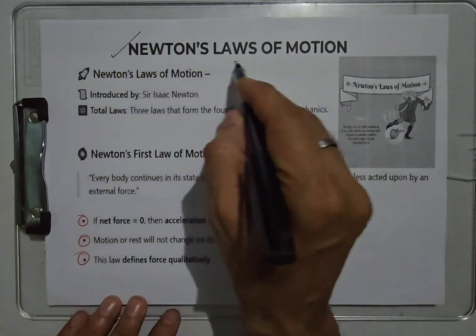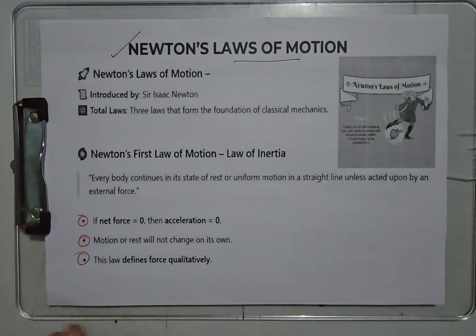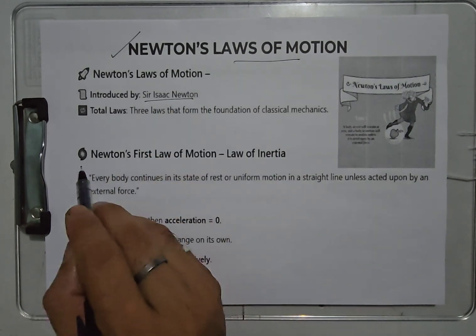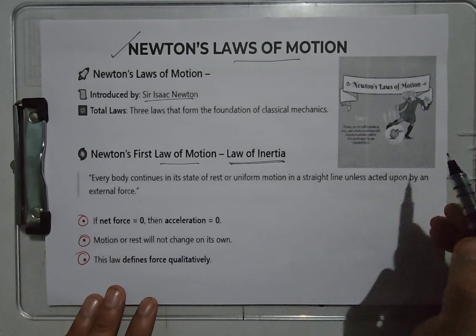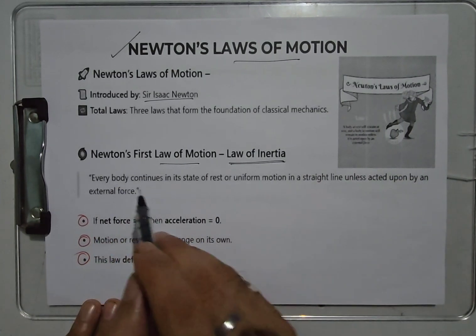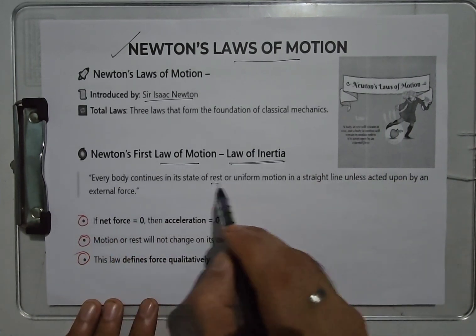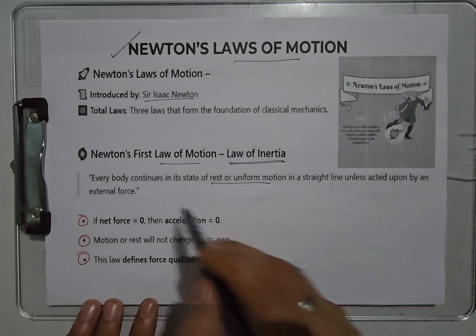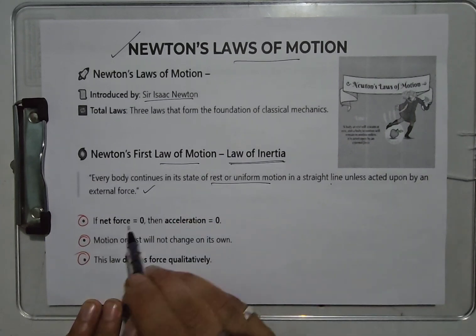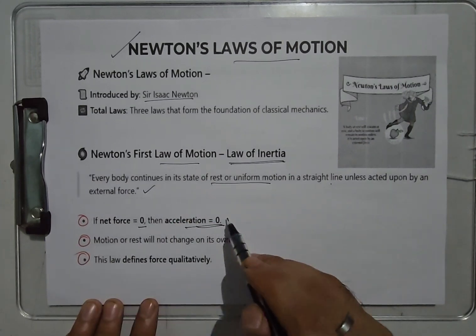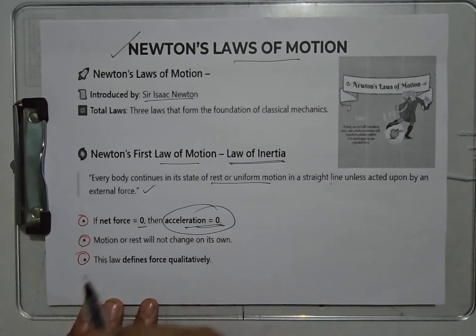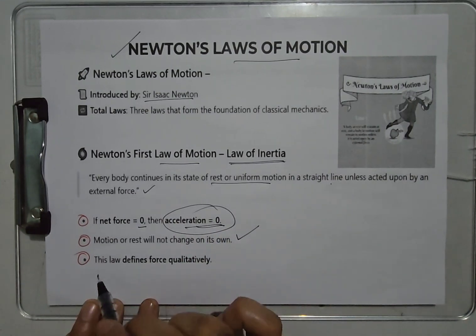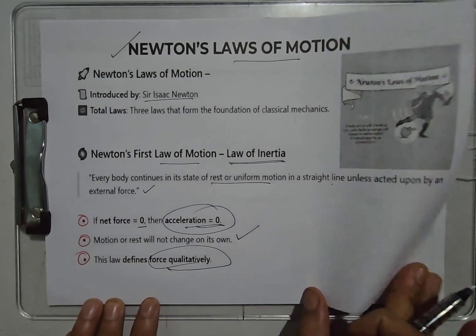Now come to Newton's laws of motion. What are Newton's laws of motion? There are basically three laws of motion introduced by Sir Isaac Newton, as we already know. First is Newton's first law of motion, also known as the law of inertia. It says that every body continues in its state of rest or uniform motion in a straight line unless acted upon by an external force. It means if the net force is 0, then acceleration is 0. In the absence of any force, the acceleration remains 0. Second, motion or rest will not change on its own due to the inertia of the body. And another important thing: this law defines force qualitatively. This is one thing which you should remember.